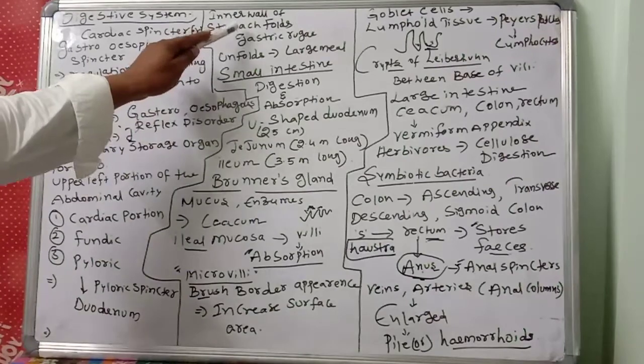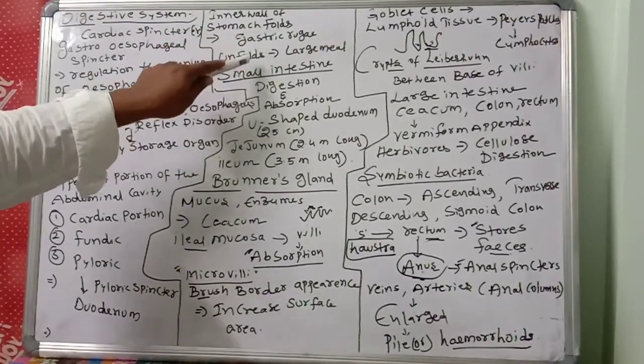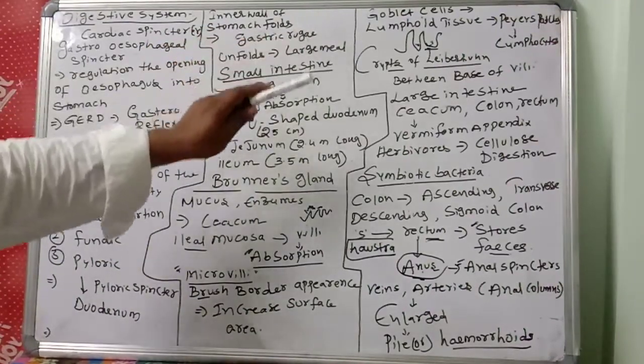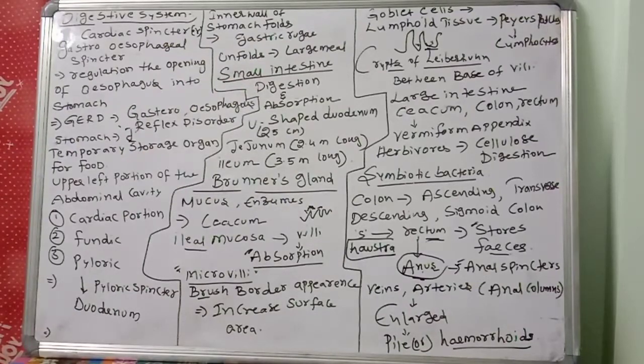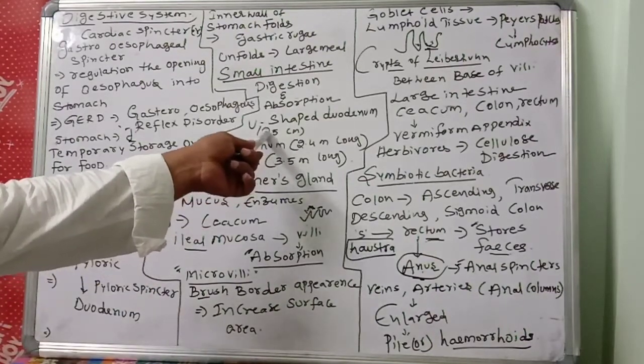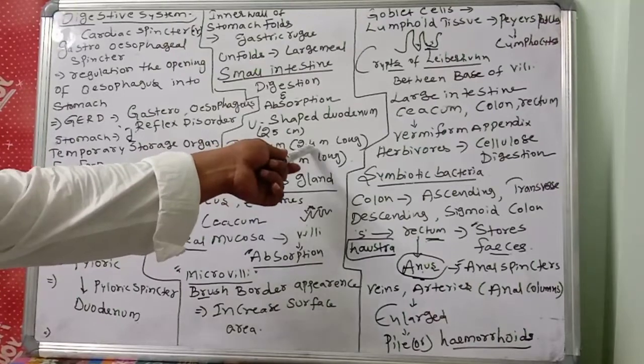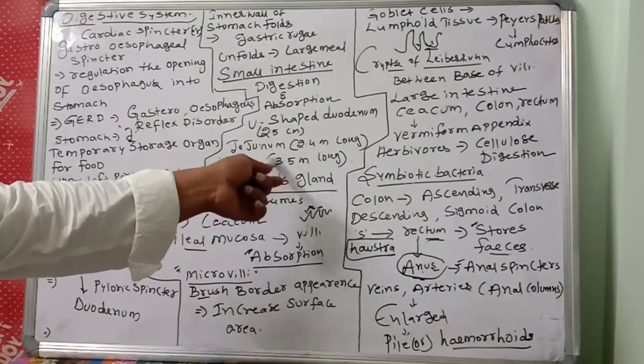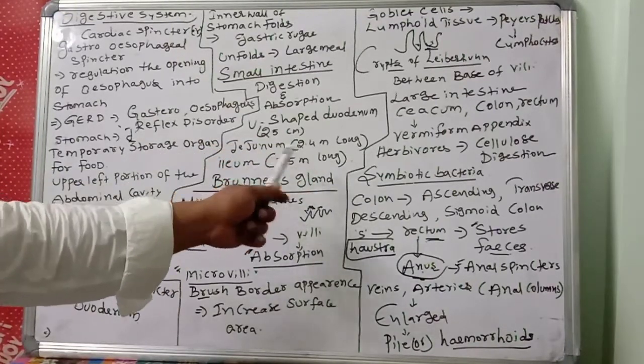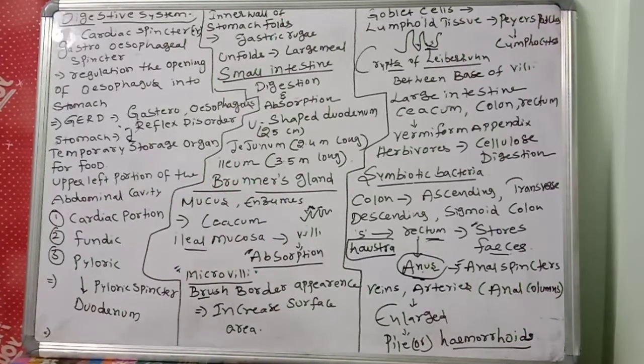The inner wall of the stomach consists of folds called gastric rugae. They unfold when you take a large meal. The small intestine is helpful for digestion and absorption. The small intestine is divided into three parts. Number one, the U-shaped duodenum, 25 centimeters; jejunum, 2.4 meters; ileum, 3.5 meters. So there are the duodenum, jejunum, and ileum.